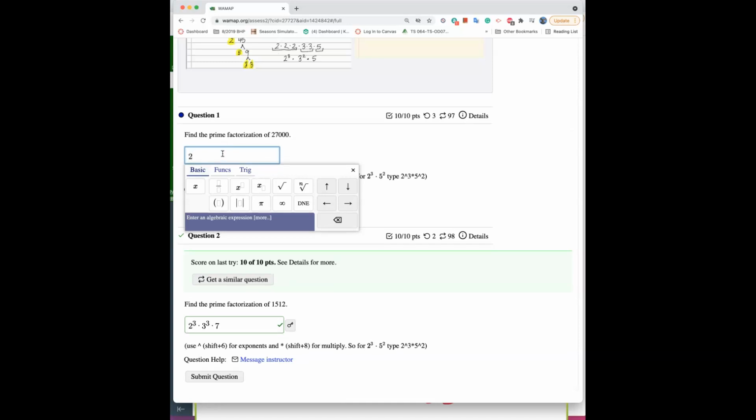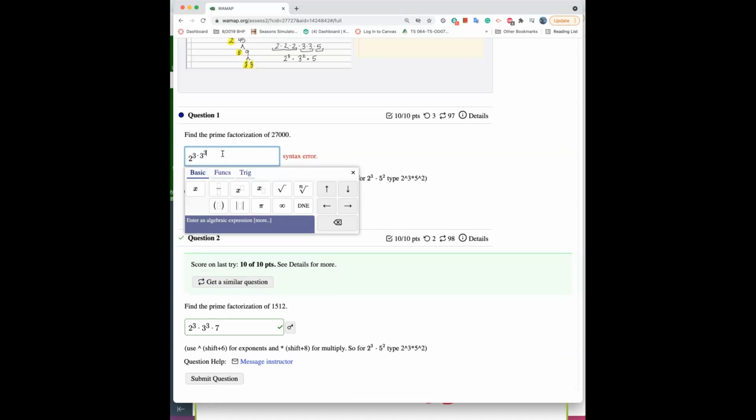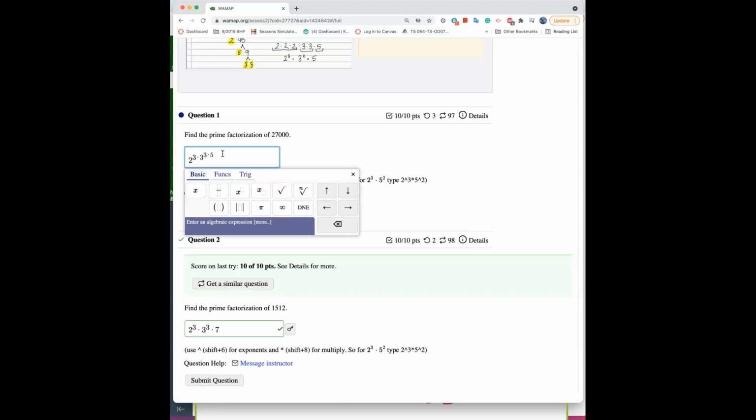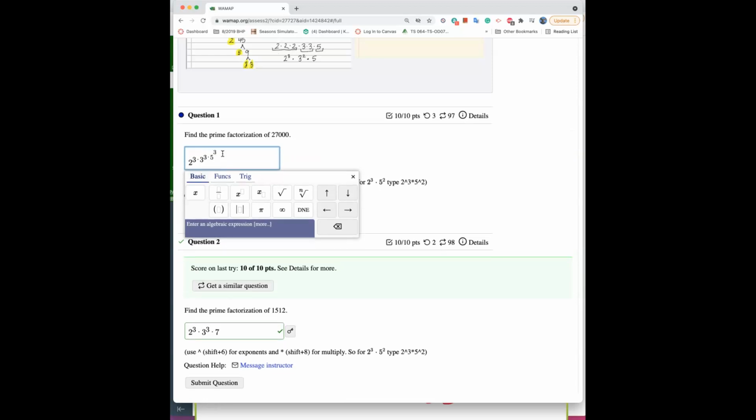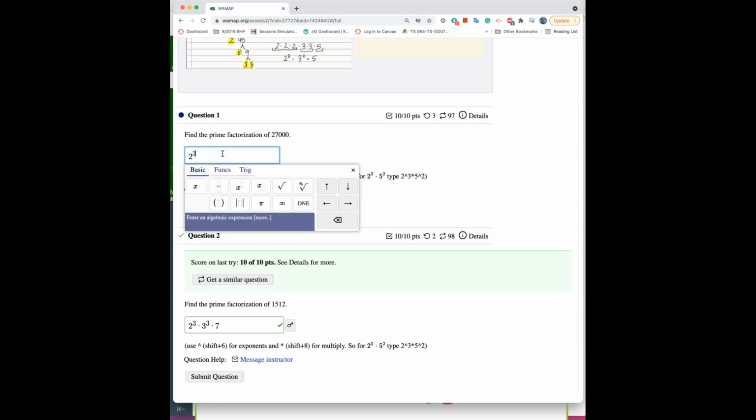2, shift 6, 3, shift 8, 3, shift 6, 3, shift 8, 5, shift 6, 3. Whoa. So what did I forget to do here? I didn't step to the right, did I? So that's an important thing. Let's delete this. Not all of it. There, that much. So you need to step to the right so that you don't stay up in the superscripted area, and then hit your asterisk key.